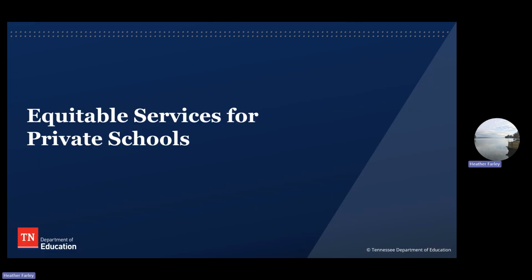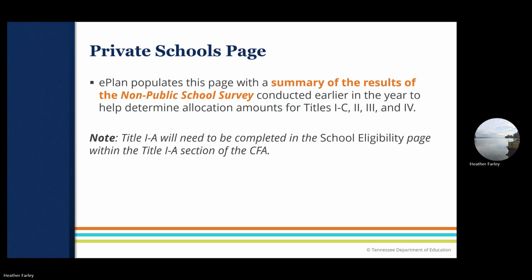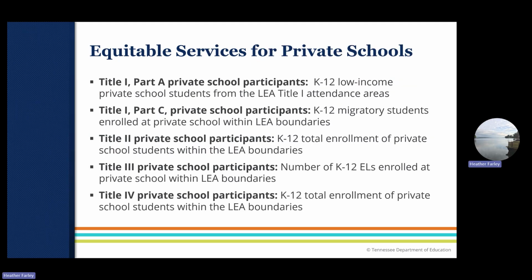Equitable services for your private schools. The E-Plan populates on the private schools page the summary of the results from your non-public survey that you have already submitted for this year. However, note for Title I-A, even though you did complete that on the survey, you have to complete the school eligibility page in order for the program details page to populate. And these are the program details pages where you will answer questions regarding the private school.